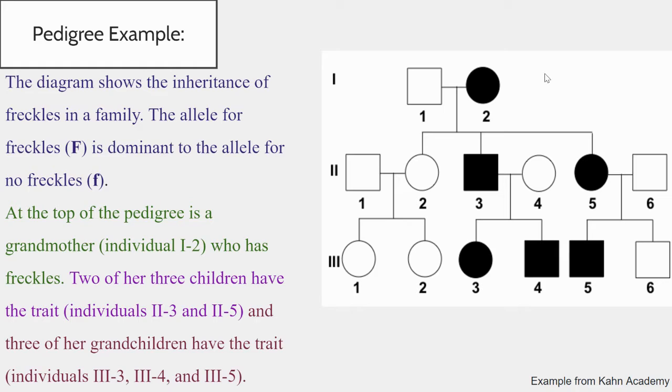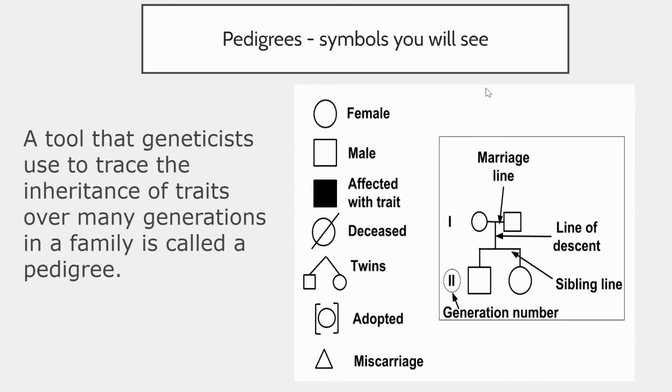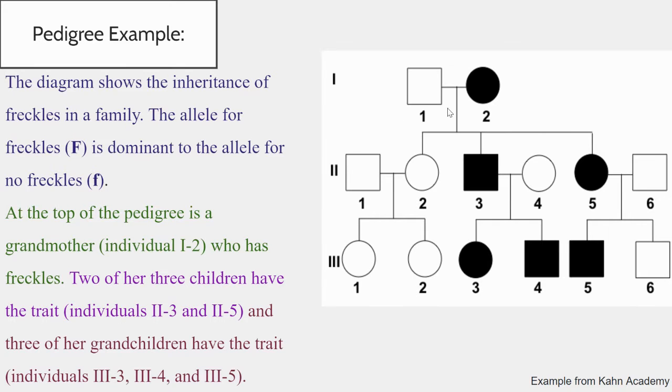And you can see individual 1, number 2. So Roman numeral 1, number 2. This is like the grandmother of a family, and she has freckles. This square, because you'll remember that circles are female genetically and squares are male, this square is person 1, because generation 1, number 1. He is a male who does not have freckles.